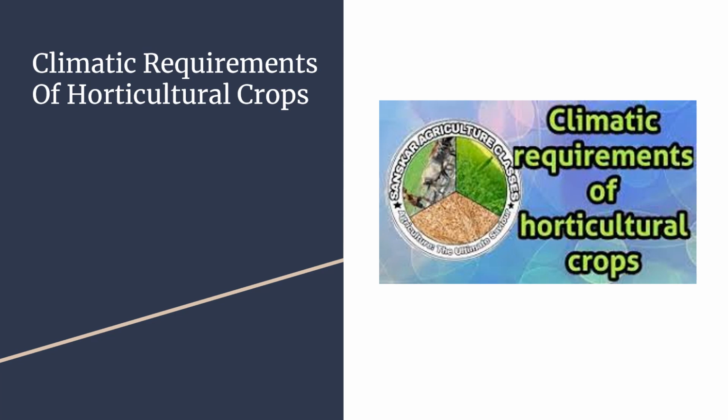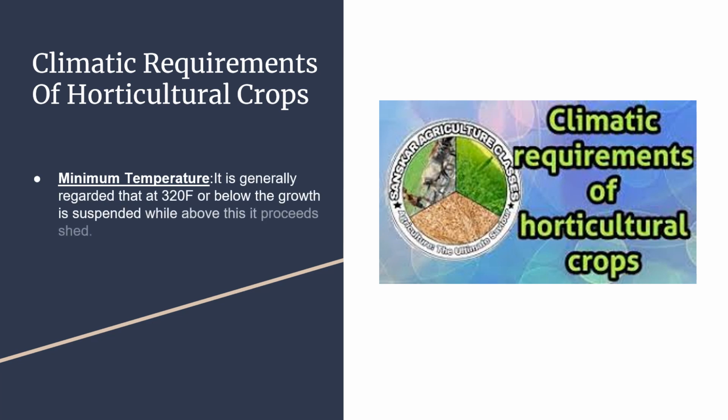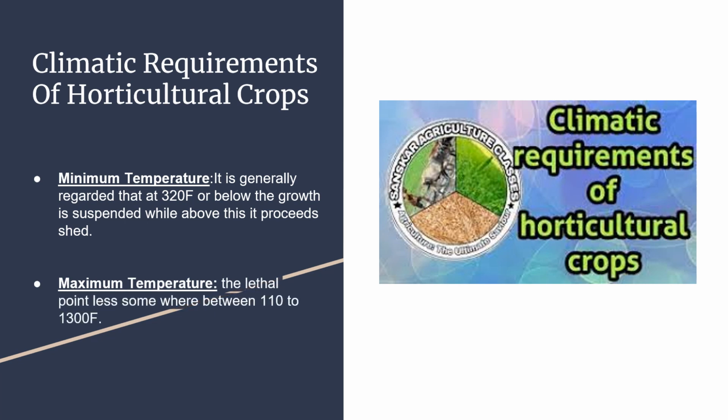Climate requirements for horticultural crops. Minimum temperature: it is generally regarded that at 32 degrees Fahrenheit or below the growth is suspended, while above this it proceeds. Maximum temperature: the lethal point lies somewhere between 110 to 130 degrees Fahrenheit.